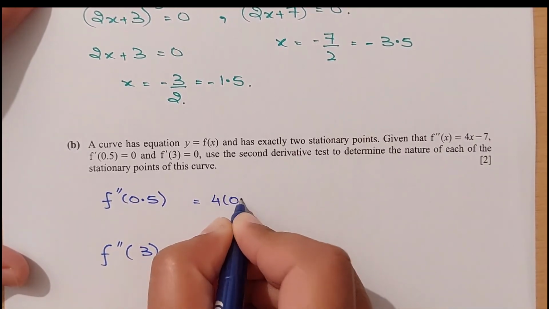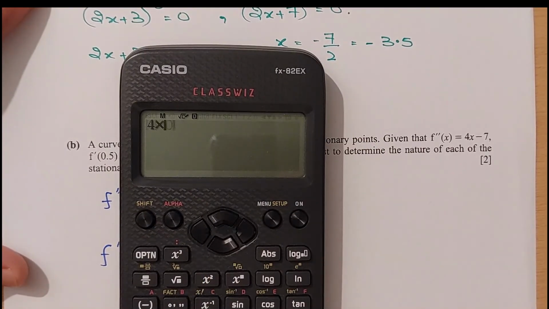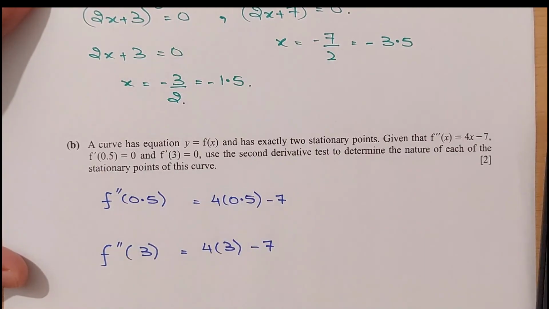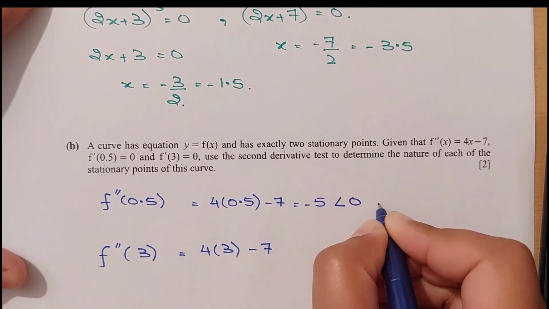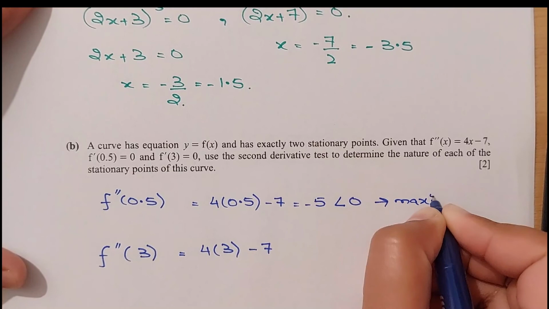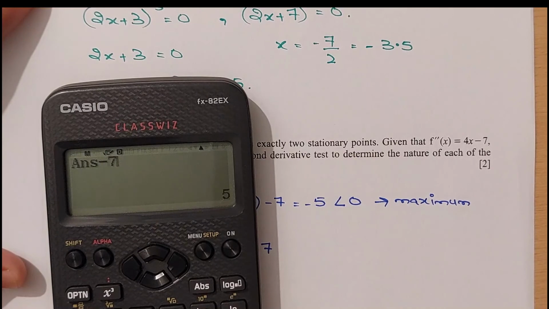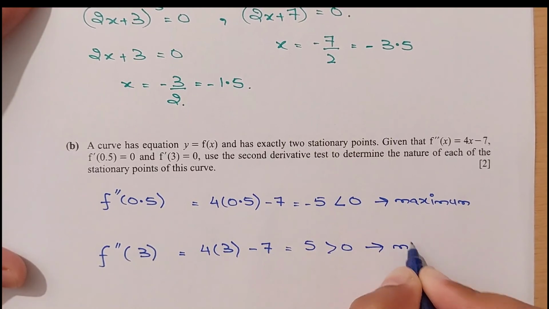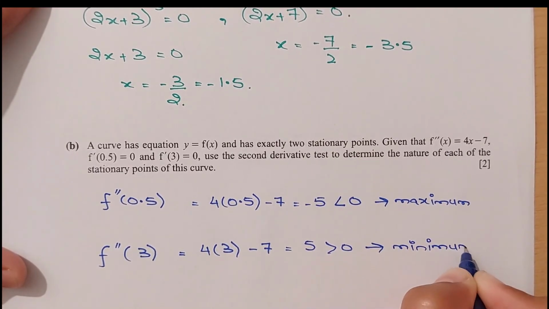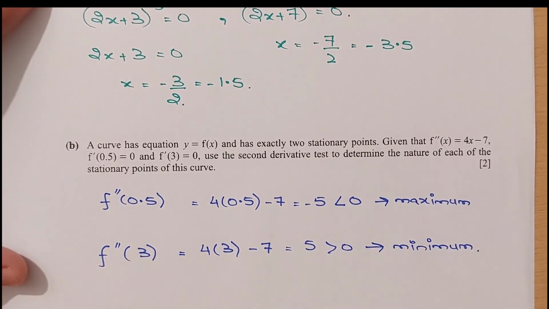So 4 times of 0.5 minus 7, and here 4 times of 3 minus 7, right? So 4 times 0.5 subtract 7, that is minus 5. So when it is minus 5, the second derivative is negative, so it means this point is maximum. Okay, so 4 times 3 minus 7 is 5. This is positive, it means this point is minimum. So the nature is maximum and minimum. For 0.5 it's maximum, and for 3 it is minimum.